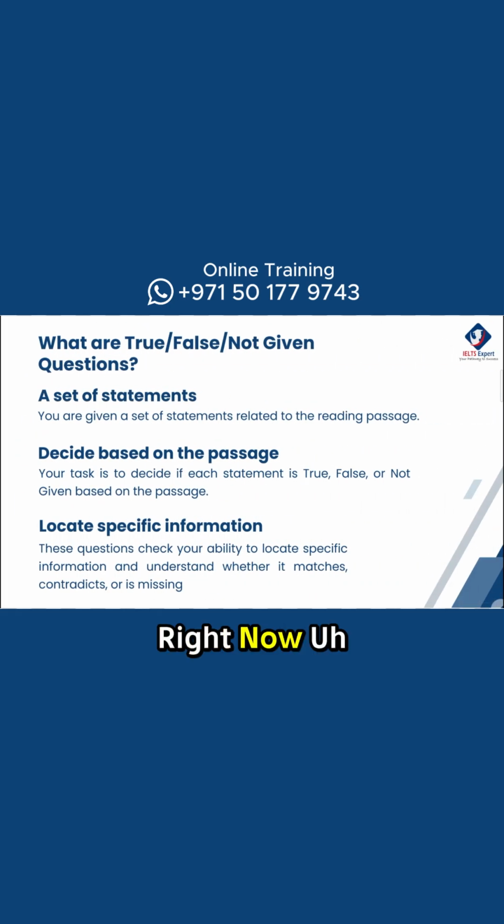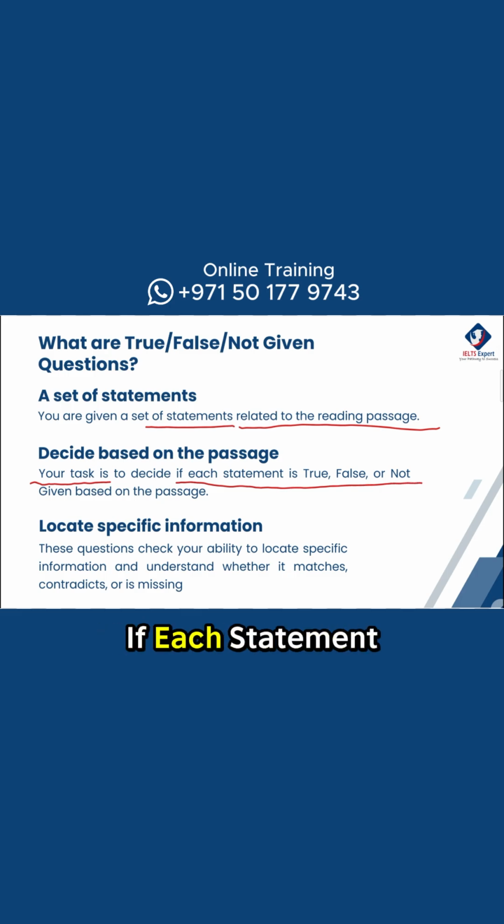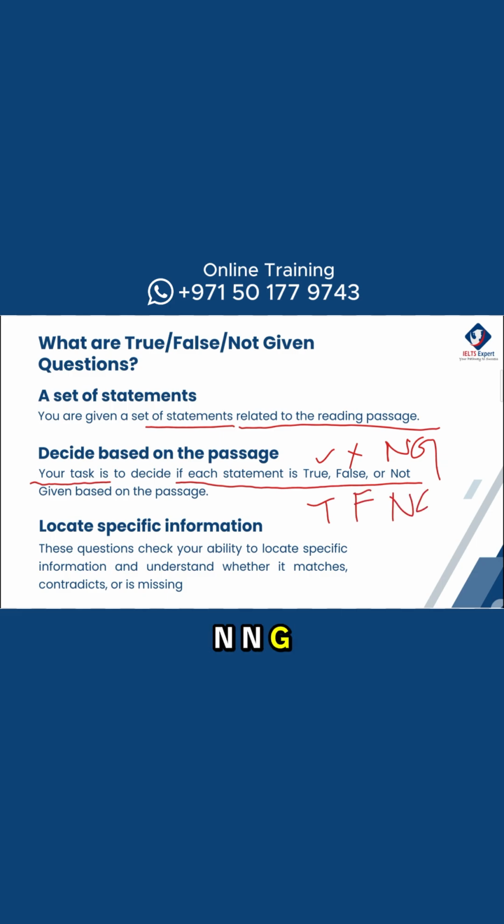Now, you are given a set of statements related to the passage, right? So the statements would be related to the reading passage. So what is your task? Your task is to decide if each statement is true, false, or not given. So you will write T, F, and NG, right? So this is what you're going to write.